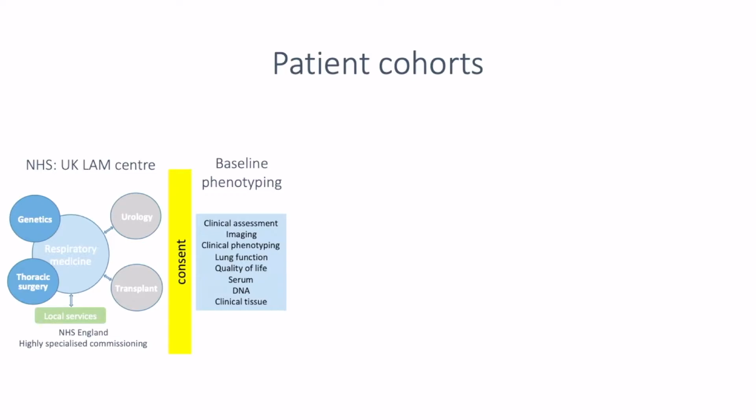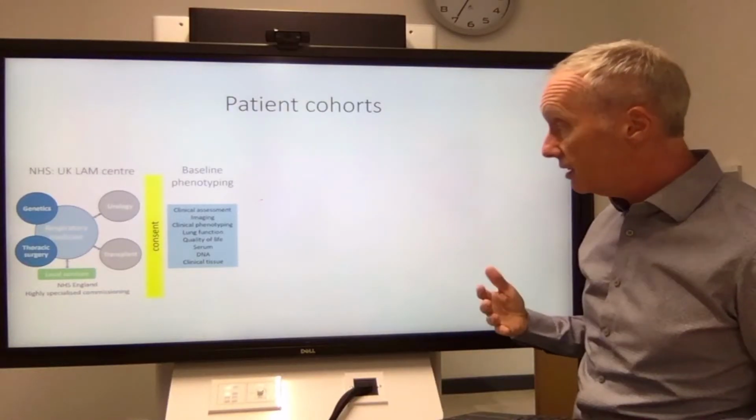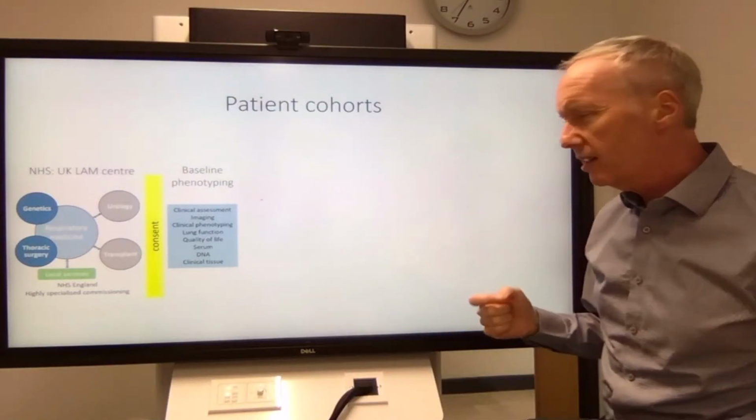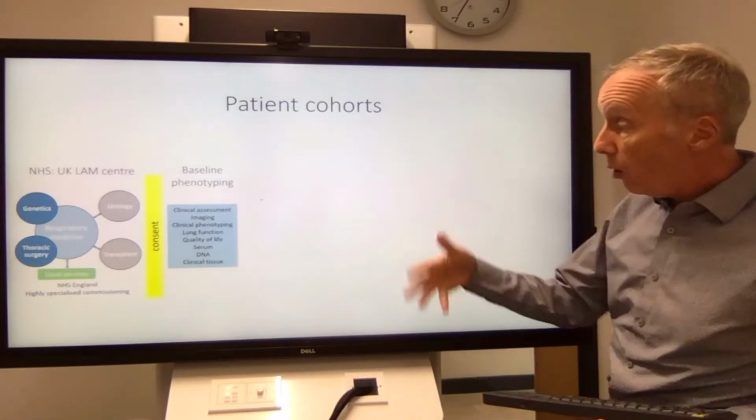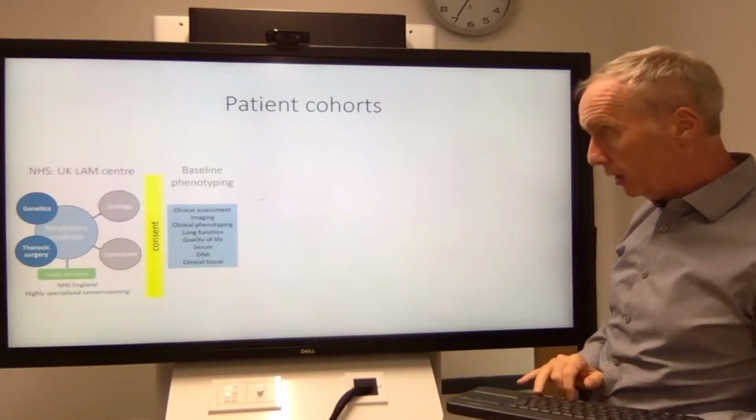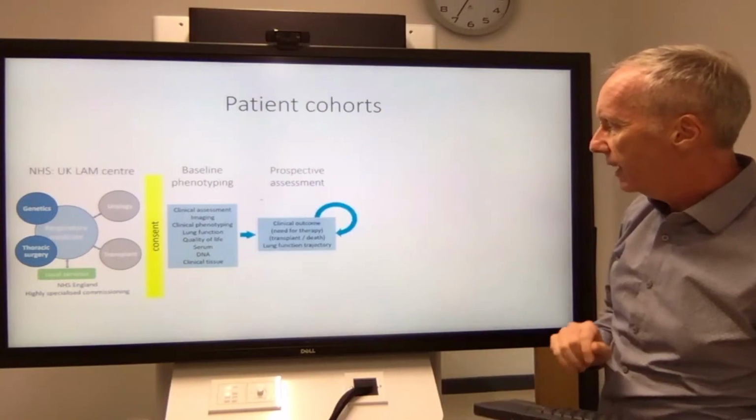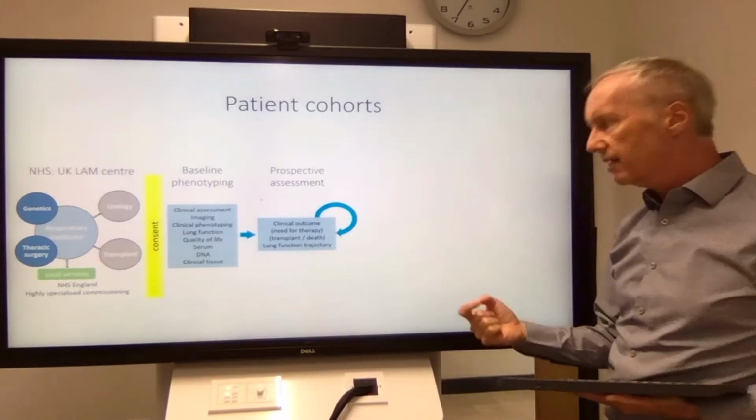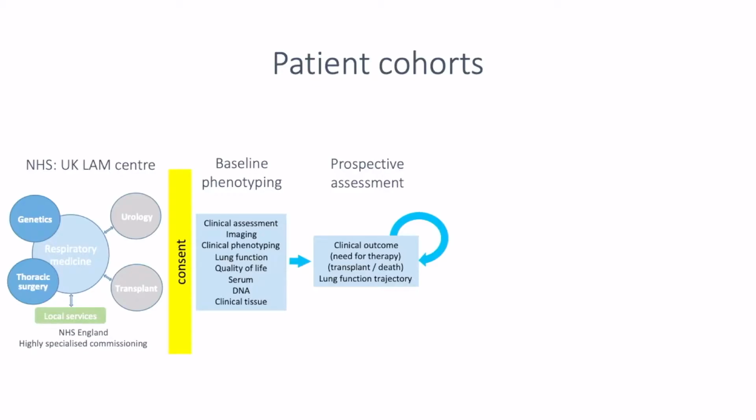The first time they come, they get a fairly comprehensive assessment. They get a clinical examination, they have CT scan of the chest and abdomen, they have lung function tests, and often they have blood tests taken, and if they've had a biopsy before, we try and get hold of that with their consent. Then each time they come back to the LAM Centre, we find out what's happened to them in the intervening time, whether they've needed therapy for LAM or other conditions, and we also repeat their lung function, so we know what their long-term outcomes are like.